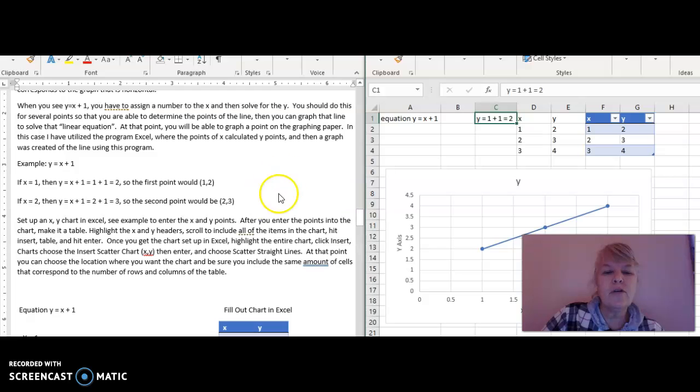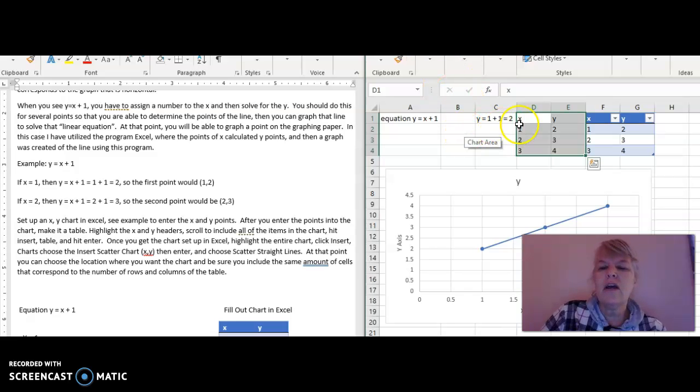In order to do a table, we highlighted the x and y headers and all the numbers, and we hit insert. I'm not going to do it, I'm just going to explain. Insert table. You can't see it here, but it's around here. Let me make it bigger so maybe we can see that. Actually, it's out of the screen. So anyway, you hit insert table and hit enter, and it's going to make it look like this.